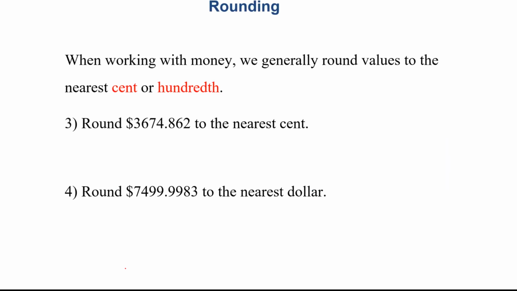When working with money, we generally round numbers to the nearest cent or the 100th place, so that money is rounded to 2 places. And so this becomes $3,674.86. And if we want to round this number to the nearest dollar, then it becomes $7,500. This is the end of pre-lecture 1 on section number 1.